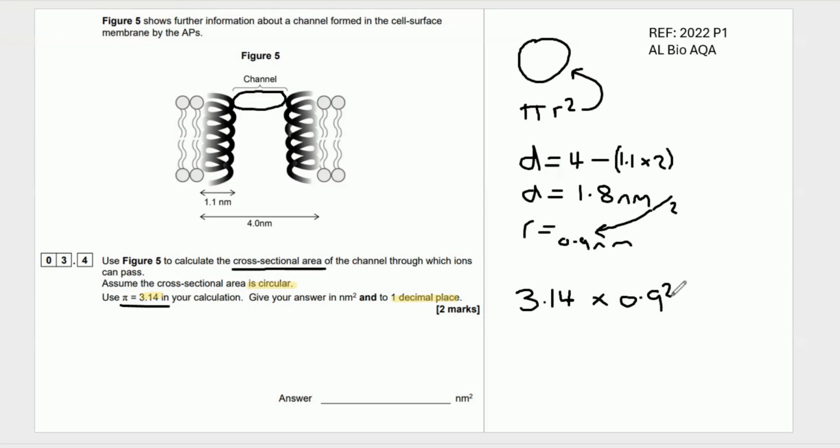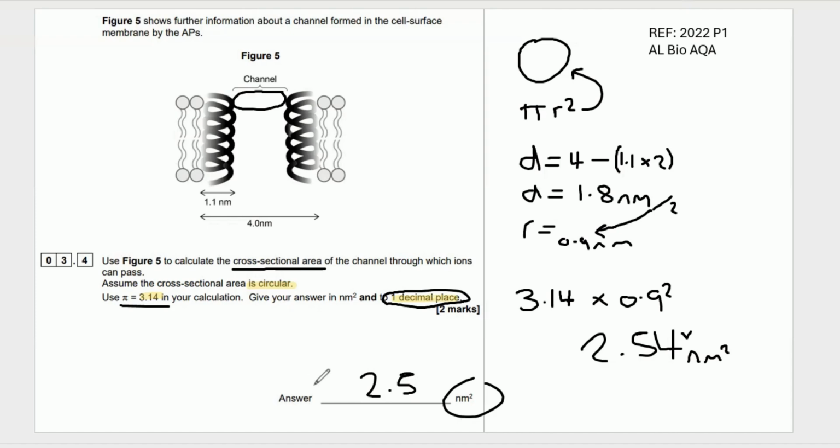So now all we've got to do is 3.14 times 0.9 squared, and you're going to get 2.54. Make sure you don't miss here, I've circled 1 decimal place. Because the 4 is smaller than 5, we round down. We're rounding down to 2.5 nanometers squared, and that's your answer for 2 marks.